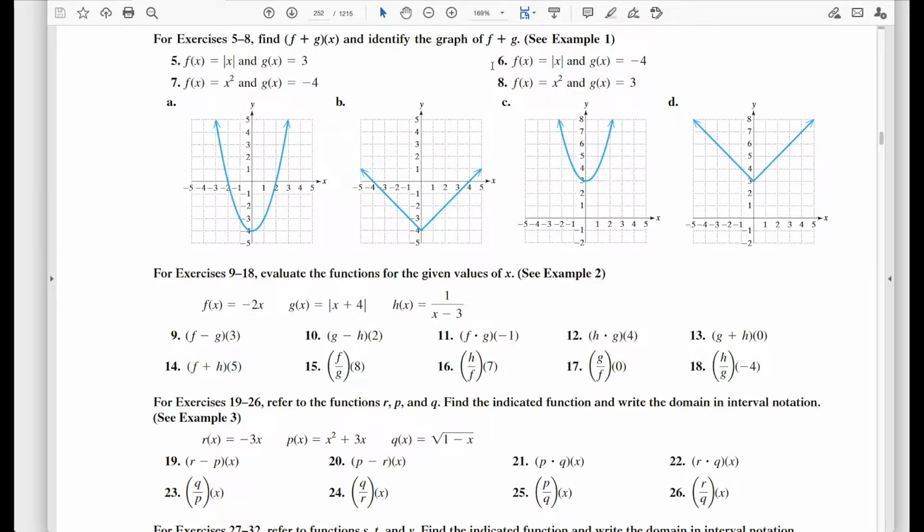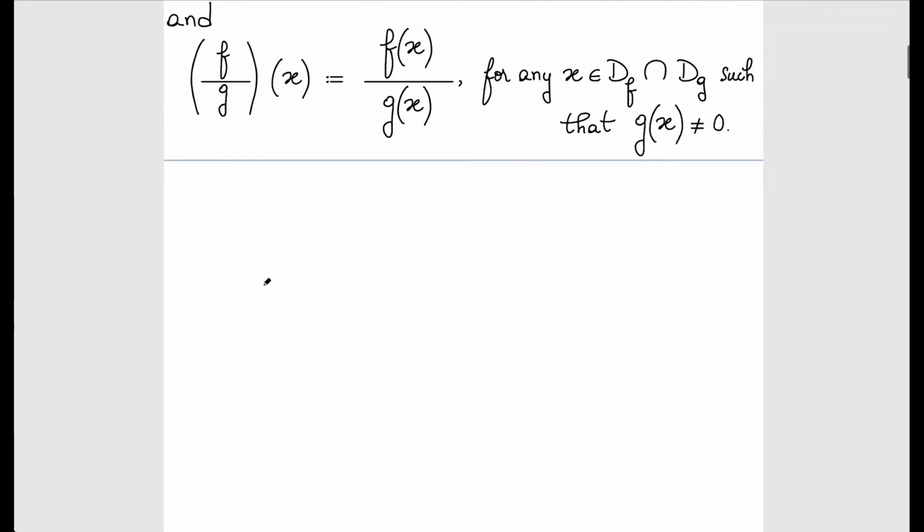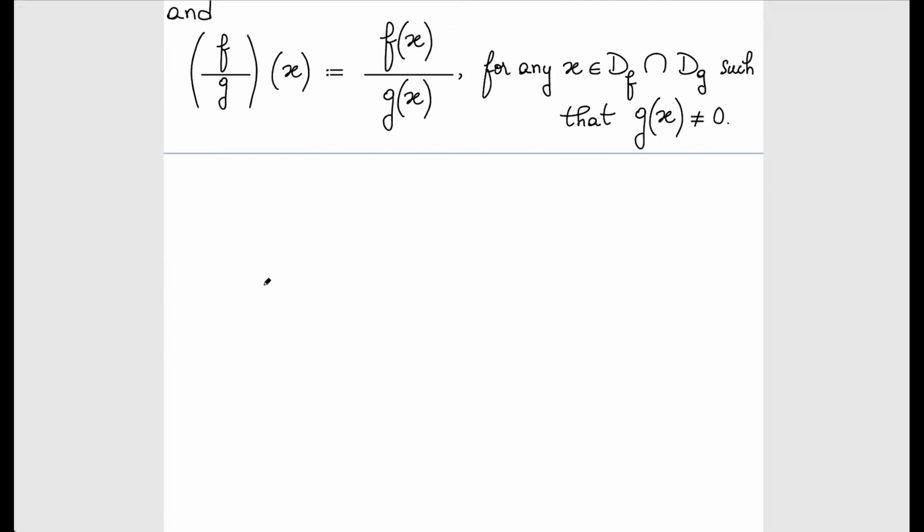Okay, so this is the problem. So that's on page, as we said, 225.